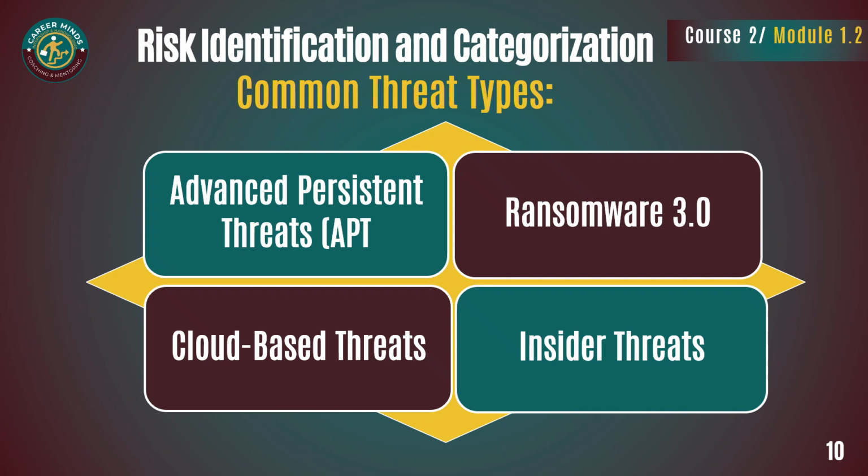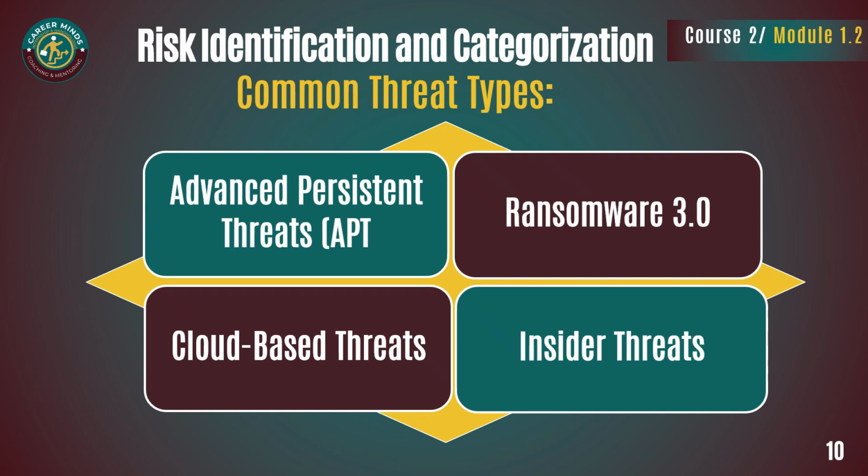There's also ransomware 3.0. This new generation of ransomware adapts in real time. It uses AI to choose encryption strategies, evade detection, and escalate damage. There are also cloud-based threats. As organizations increasingly move to the cloud, attackers target misconfigurations and weak access controls to infiltrate cloud environments. And then we also have the insider threat. These are threats that come from employees or contractors who accidentally or perhaps intentionally compromise security.